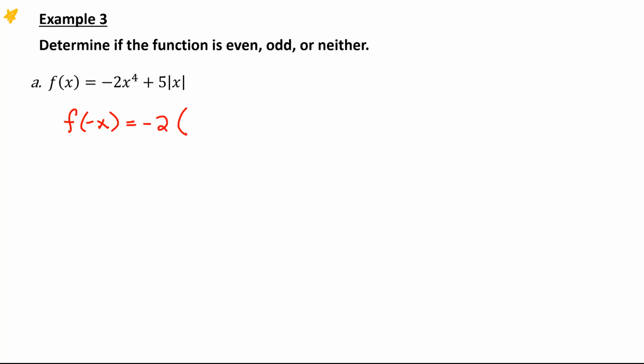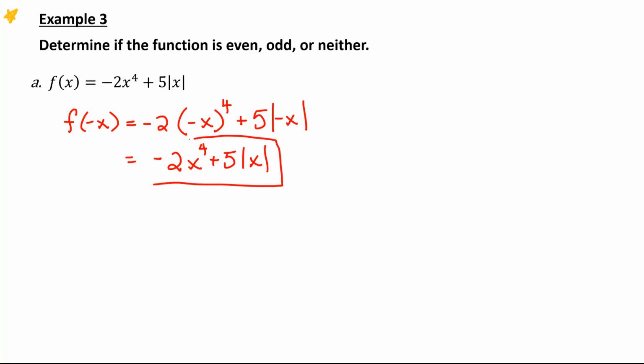So -2 times negative x to the fourth plus 5 times the absolute value of negative x. When you do that, you've got -2 times positive x to the fourth plus 5 times the absolute value of x, because the absolute value of x is the same as the absolute value of negative x. And so you can see that when you plug in negative x into this function, it doesn't change anything. It stays the same. So f of negative x is equal to f of x. And that tells me that the function is even.